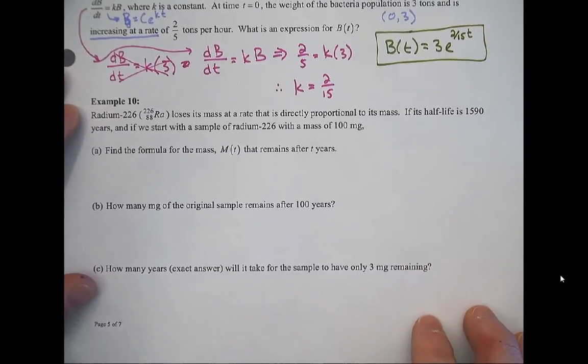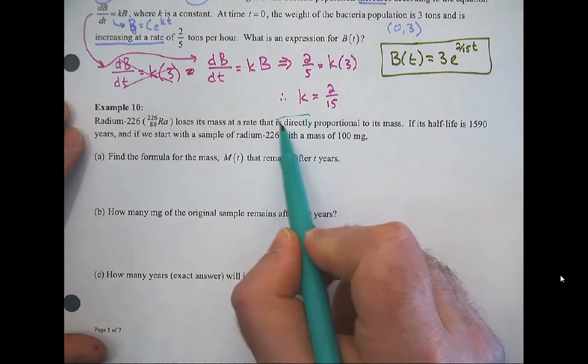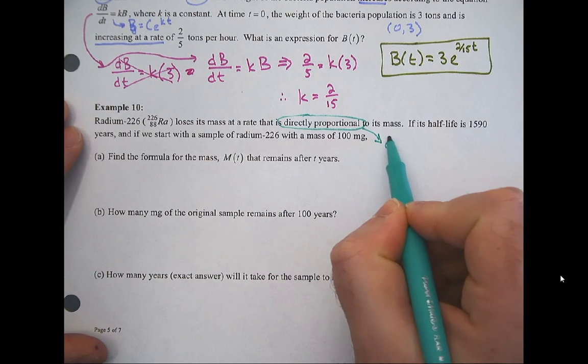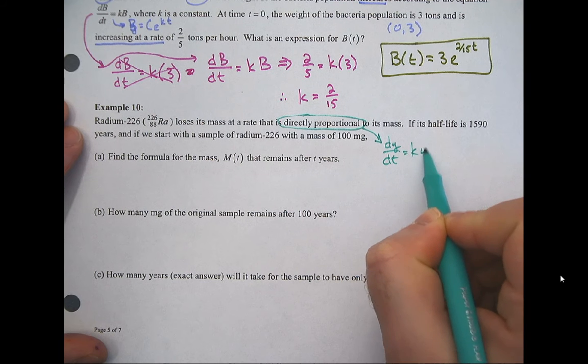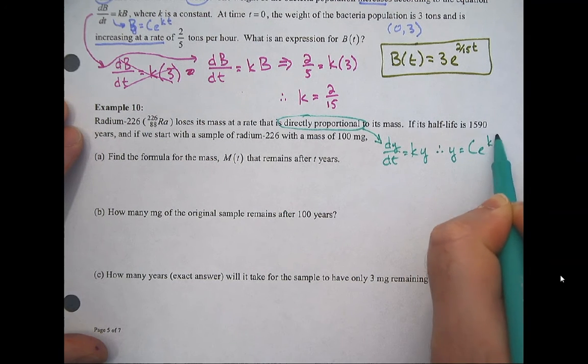So we've got this radium. It loses its mass at a rate directly proportional. That's a clue. That's a hint. So directly proportional. That's telling me this dy over dt is equal to k times y. Therefore, y equals C e to the kt.